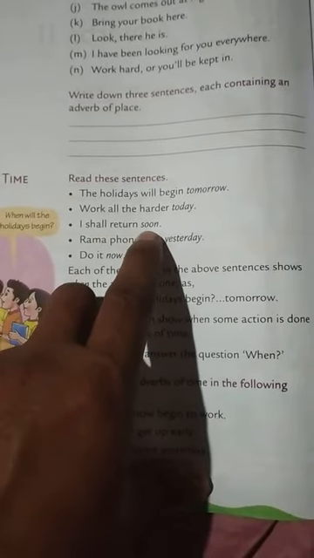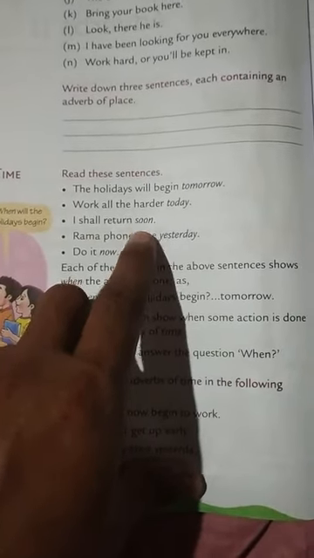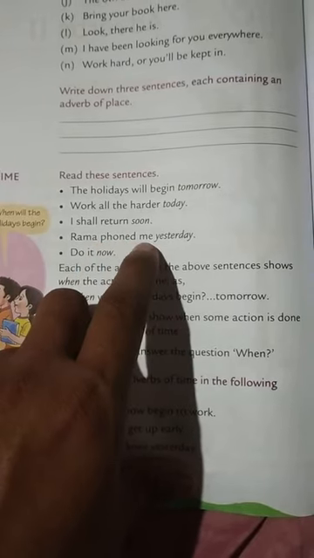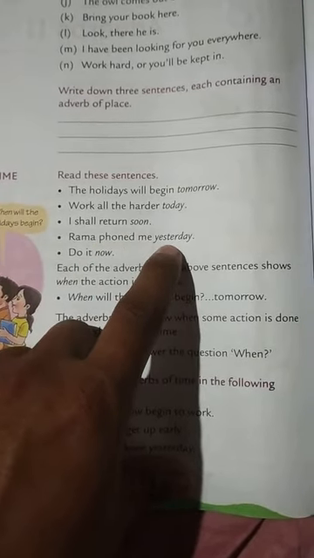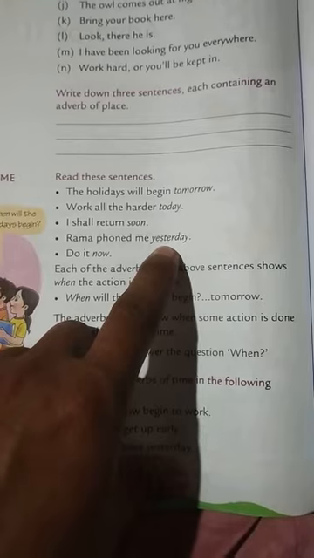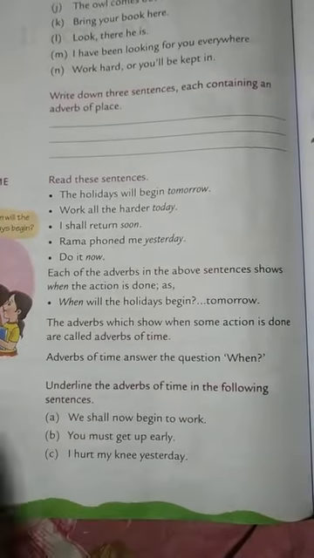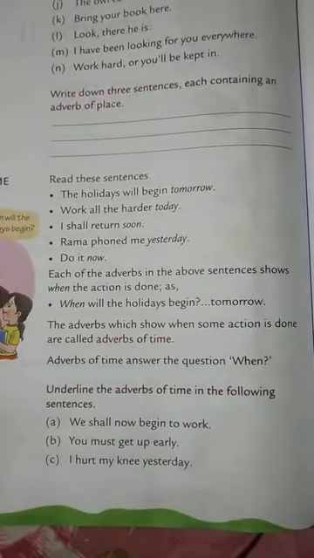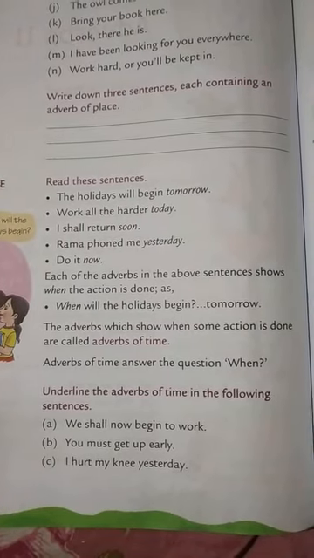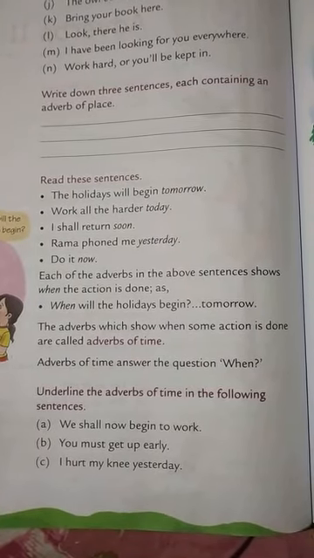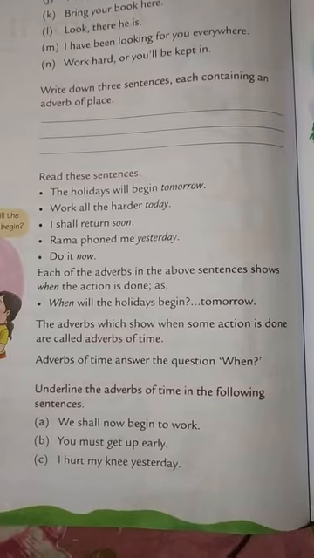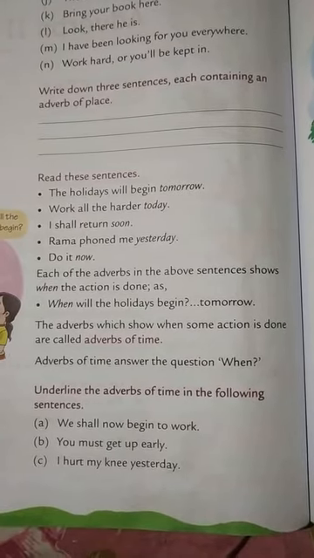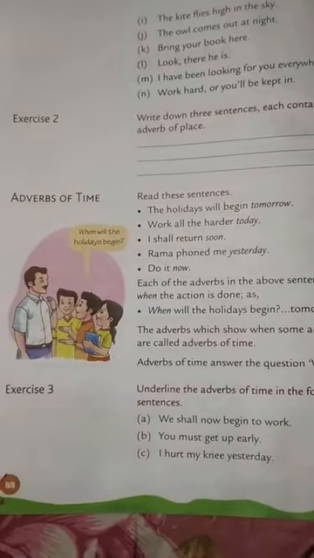समय बता रहा है मैं कब वापस लौटूंगा? Soon. बहुत जल्दी. Rama phoned me yesterday. Rama ने मुझे फोन किया था. कब किया था? Yesterday. This is the time of performing action. अगला एग्जांपल है. Do it now. अभी करो इसे. कब करो? Time of performing action is now. This all words comes under adverbs of time.